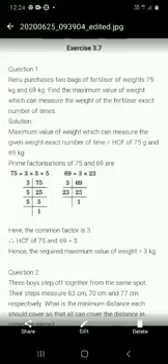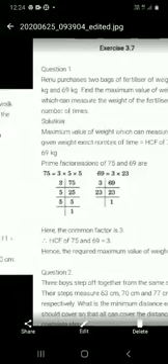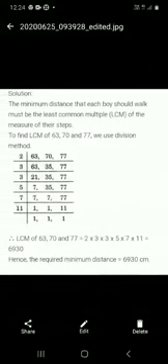Question number 2. 3 boys step together from the same spot. Their steps measure 63 cm, 70 cm and 77 cm respectively. What is the minimum distance each should cover so that all can cover the distance in complete steps? You will find out the LCM.